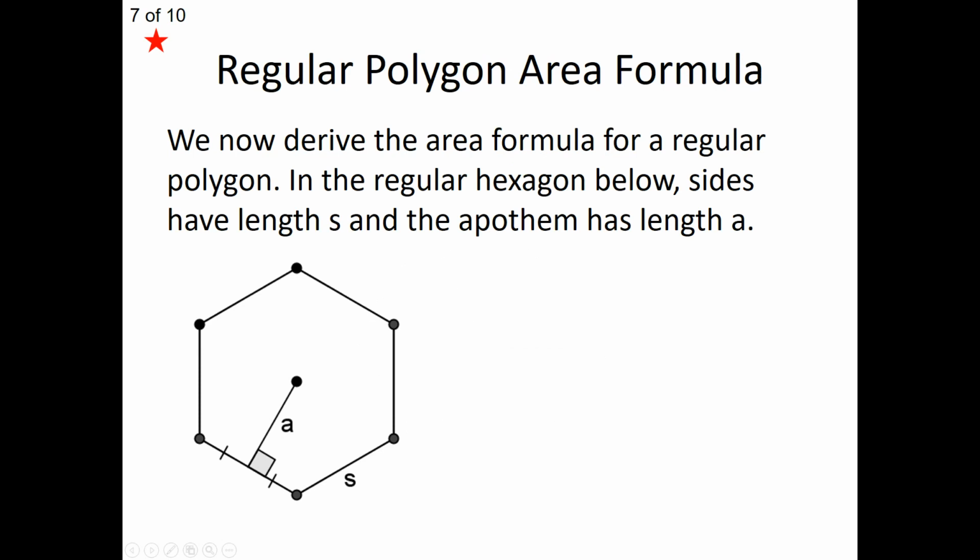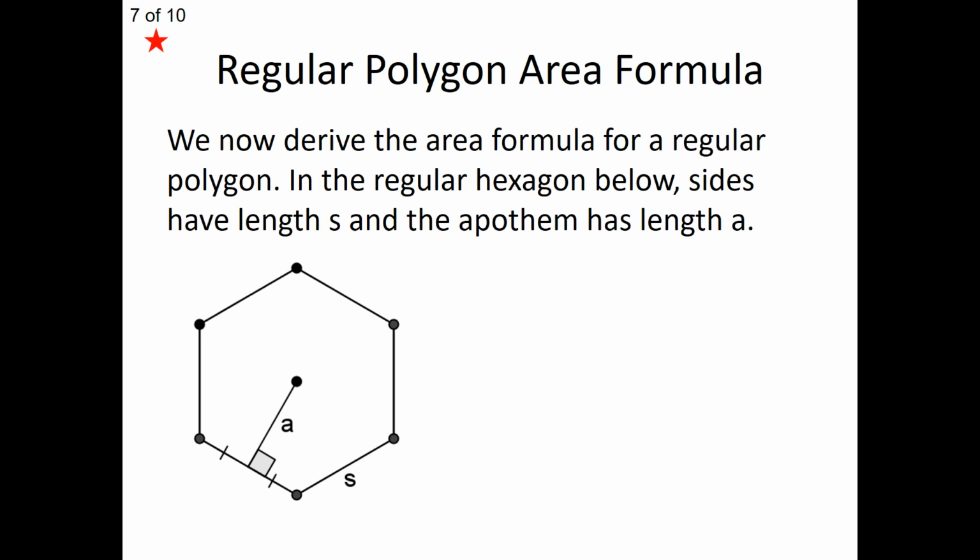Now what we're going to do is move on to actually deriving the area formula of a regular polygon. Not all regular polygons we're going to be given are going to be hexagons. So we have to come up with a way to generalize the area of a given regular polygon. What changes about a regular polygon is the number of sides. You're going to see here in a moment that we're going to be using the number of sides to help us in our area derivation.